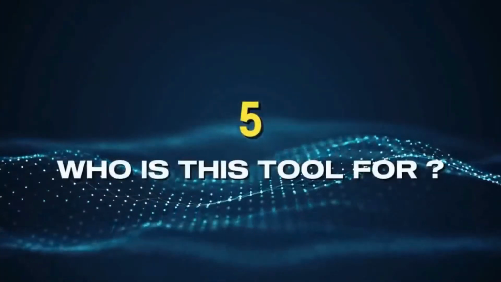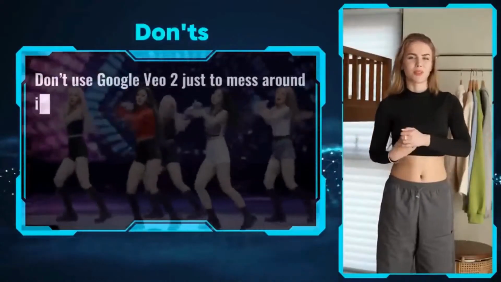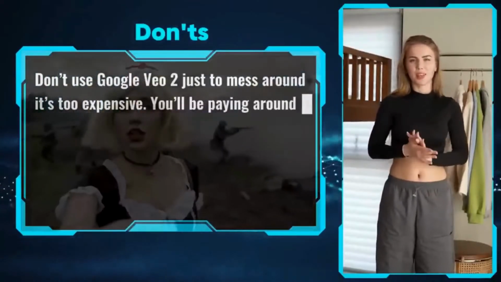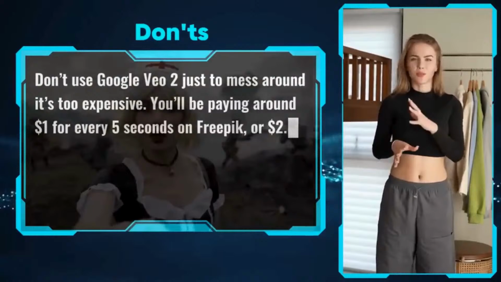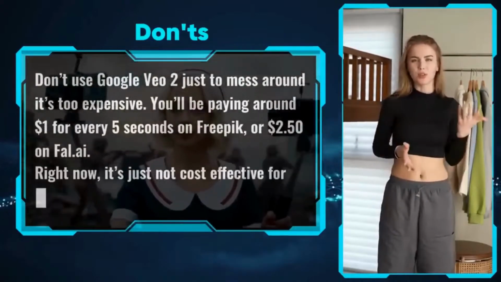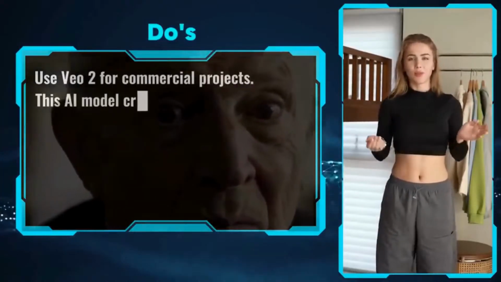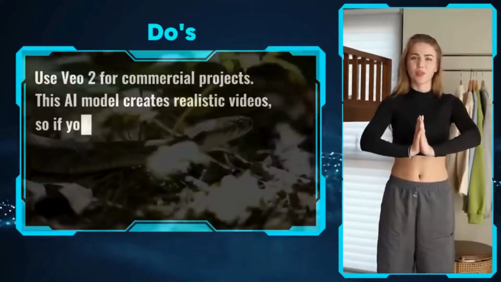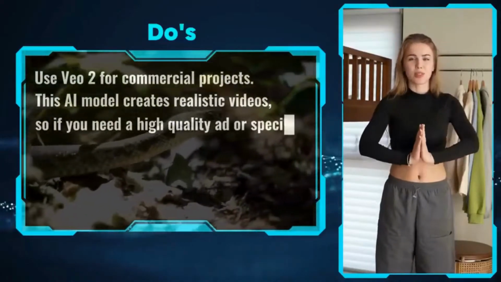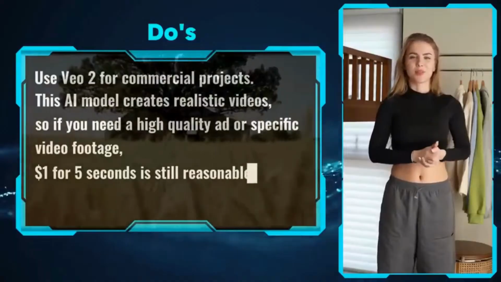Five, who is this tool for? The don'ts. Don't use Google VO2 just to mess around. It's too expensive. You'll be paying around $1 for every 5 seconds on FreePick or $2.50 on Fal AI. Right now, it's just not cost-effective for AI filmmaking. The do's. Use VO2 for commercial projects. This AI model creates realistic videos. So if you need a high-quality ad or specific video footage, $1 for 5 seconds is still reasonable.